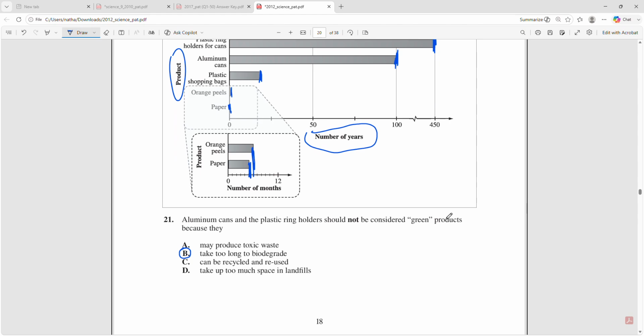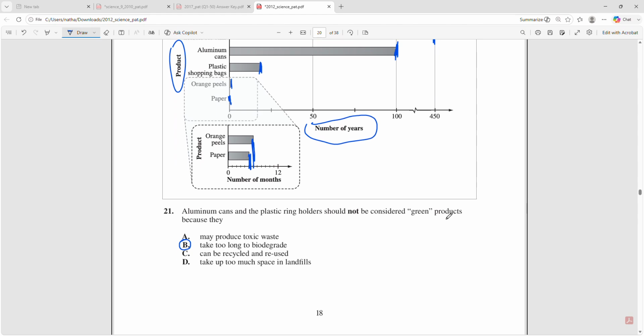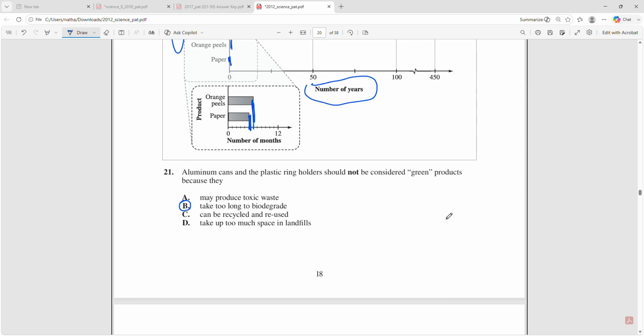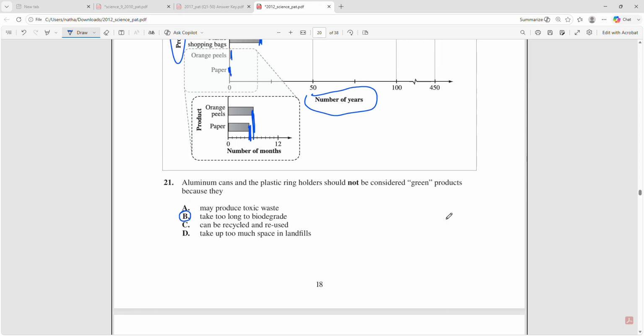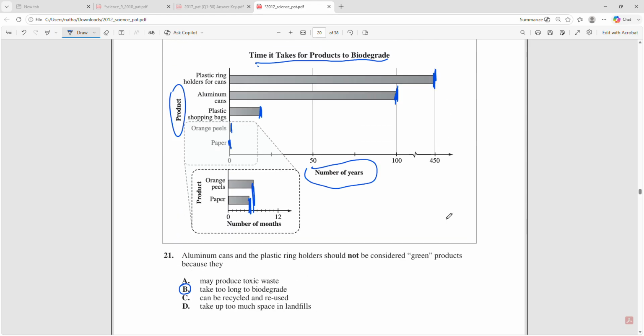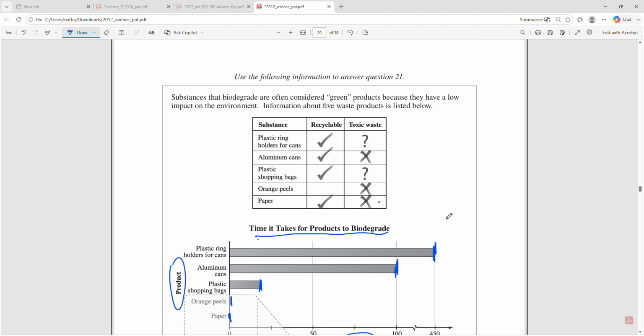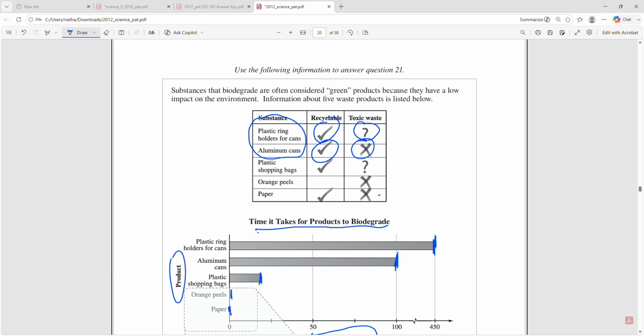Aluminum cans and the plastic ring holders should not be considered green products because they... So let's look at it: aluminum cans and plastic ring holders. They said they should not be considered green. So we're looking at these 2 products. Now, they are recyclable, so that's a good thing. We don't know if these are toxic. They may or may not be. And then this one is definitely not toxic. So far, they don't look so bad.